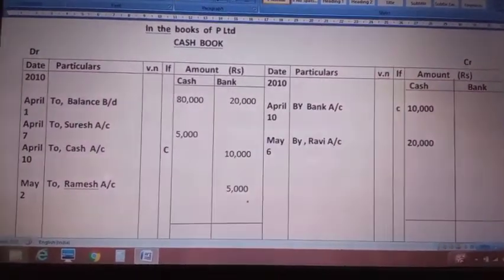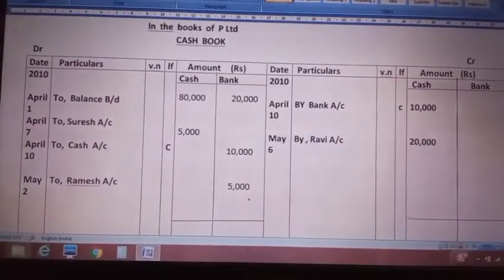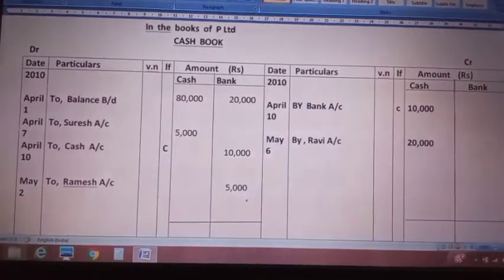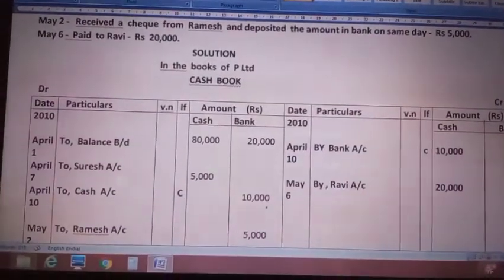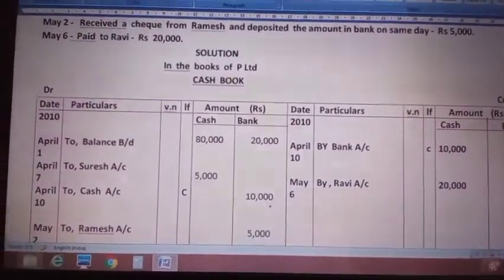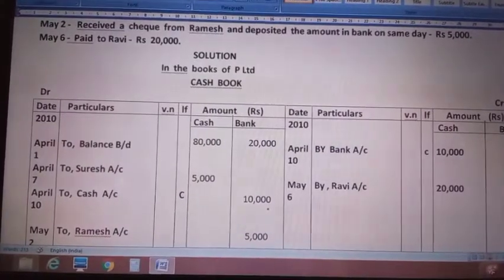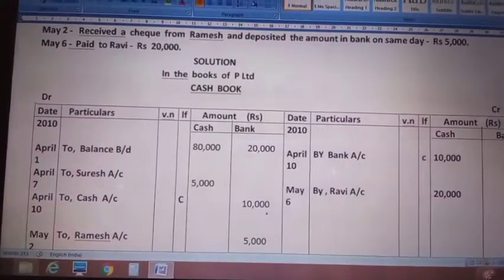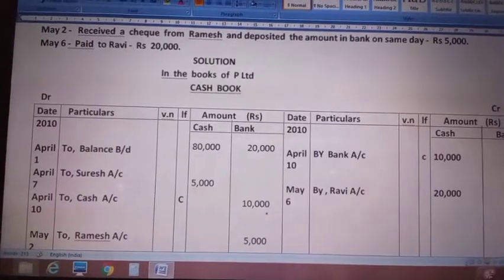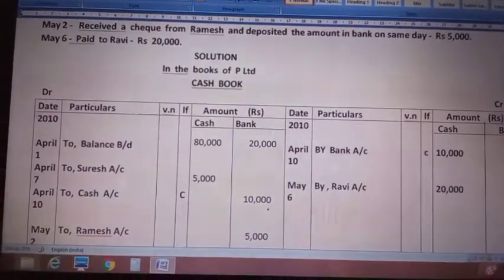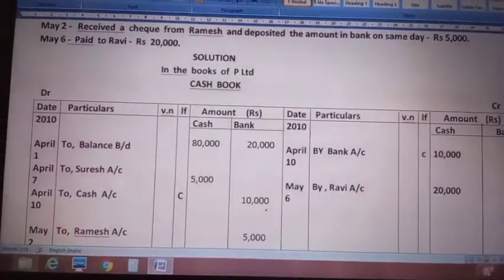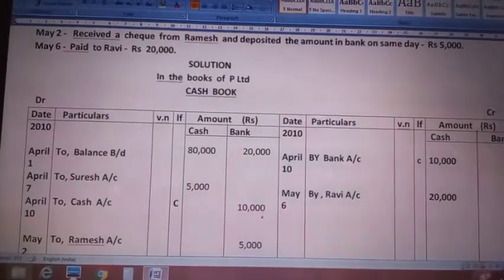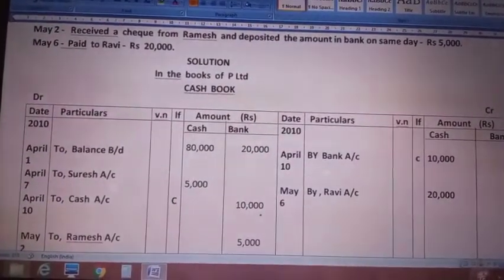Okay, now next we have April 10. So after April 10 we have 2nd May. So on 2nd May we have received a check from Ramesh, and we have deposited the check on the same day in the bank. Okay, so since the check is received and deposited on the same day, we will be recording this in the cash book.